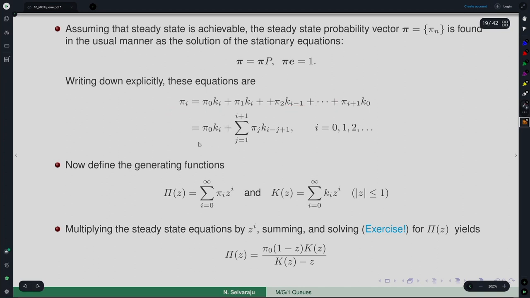Now, this is pi_i in terms of this. Now you define two generating functions, one for pi_i and the other for k_i, call them pi(z) and k(z). Now, you multiply this equation by z to the power i, sum over i, and then solve to get pi(z) in this manner in terms of pi_0. This is an exercise for you. We have done it earlier, for example, in the case of bulk arrival, so it is a similar manner that you will see.